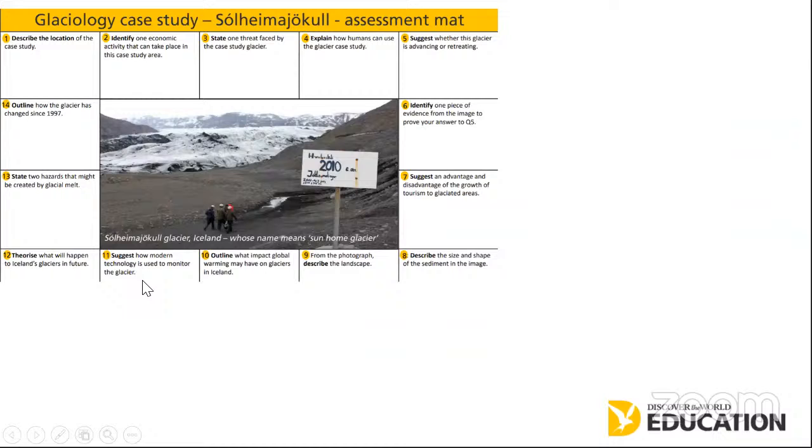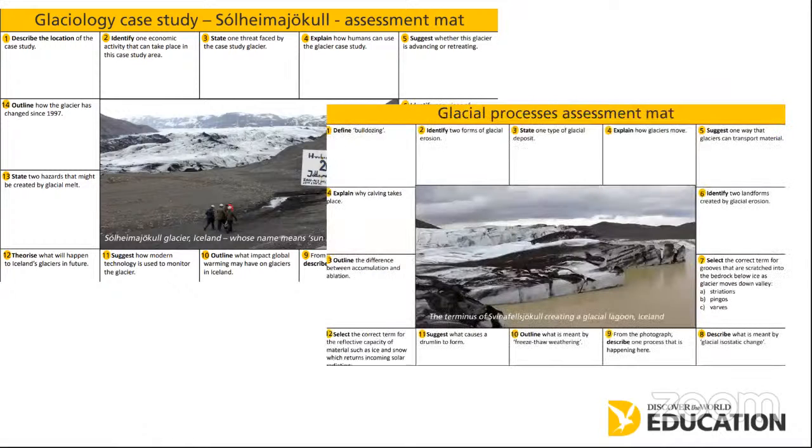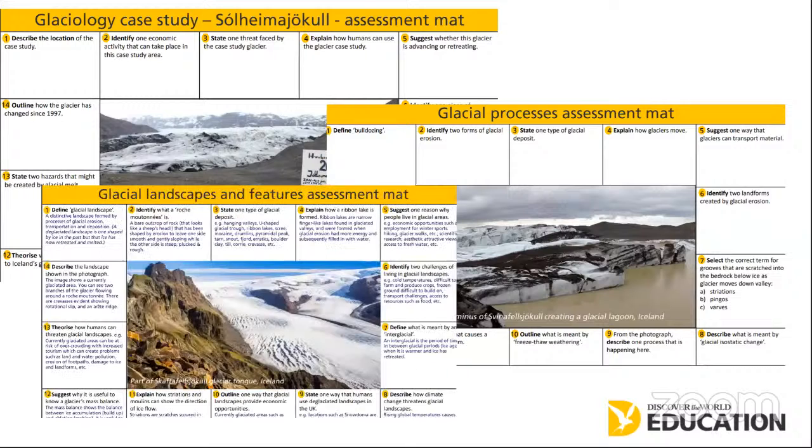These are the examples of the Glaciology assessment maps. So you can see they come blank. You can just print these off and use them in your classroom. There's another one. And then obviously we give you the answers as well, so you could use it in a different way should you wish.